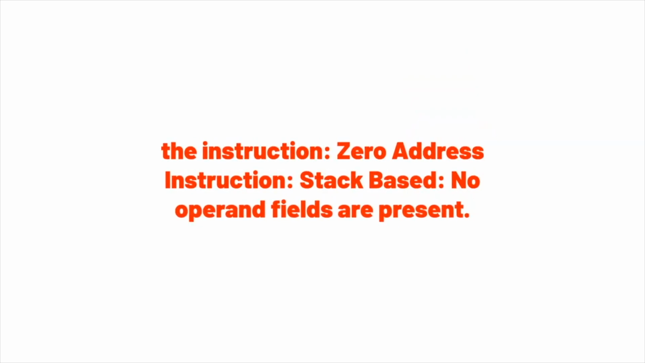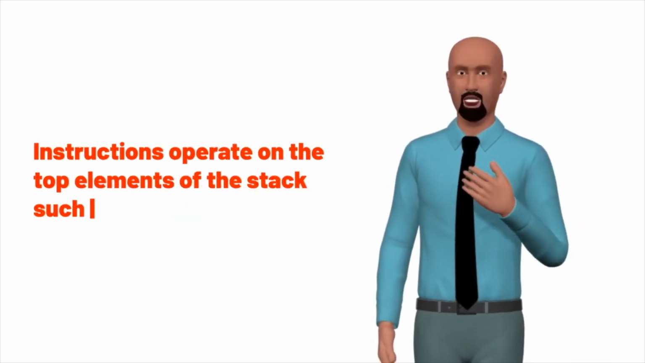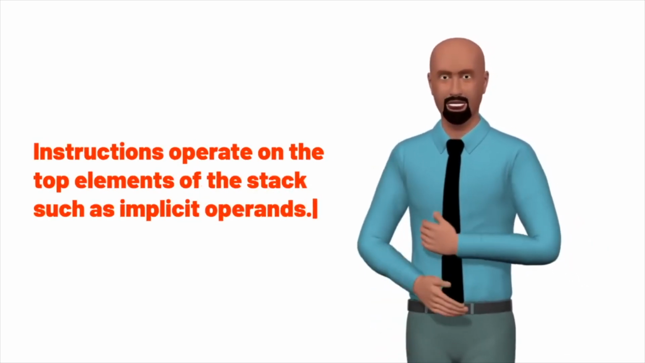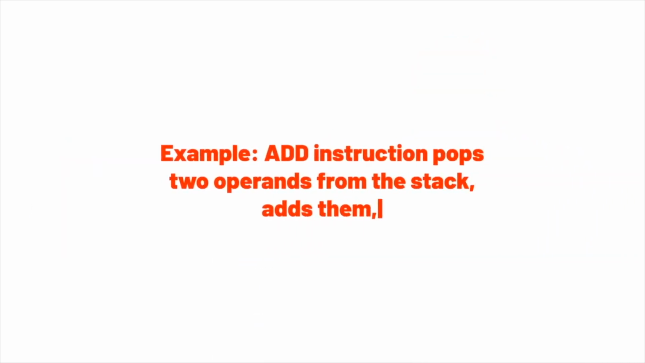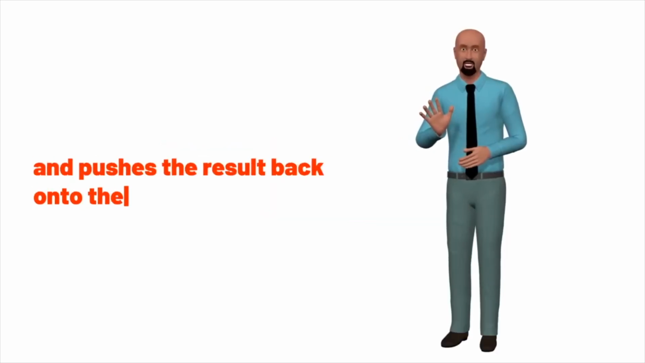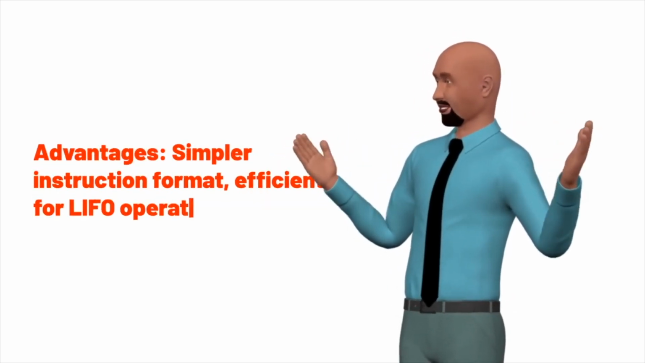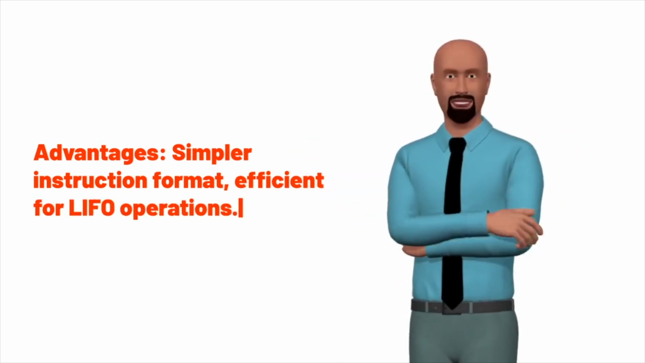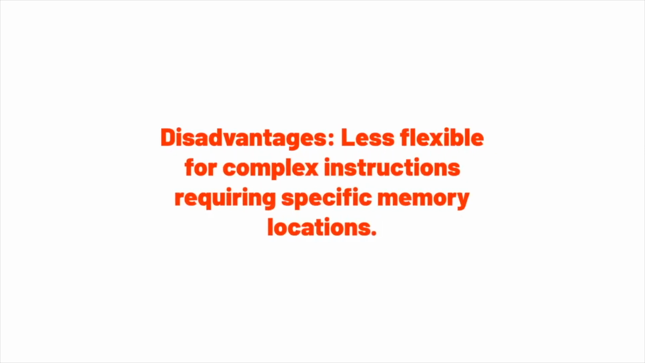Zero address instruction. Stack-based, no operand fields are present. Instructions operate on the top elements of the stack, such as implicit operands. Example: add instruction pops two operands from the stack, adds them, and pushes the result back onto the stack. Advantages: simpler instruction format, efficient for LIFO operations. Disadvantages: less flexible for complex instructions requiring specific memory locations.